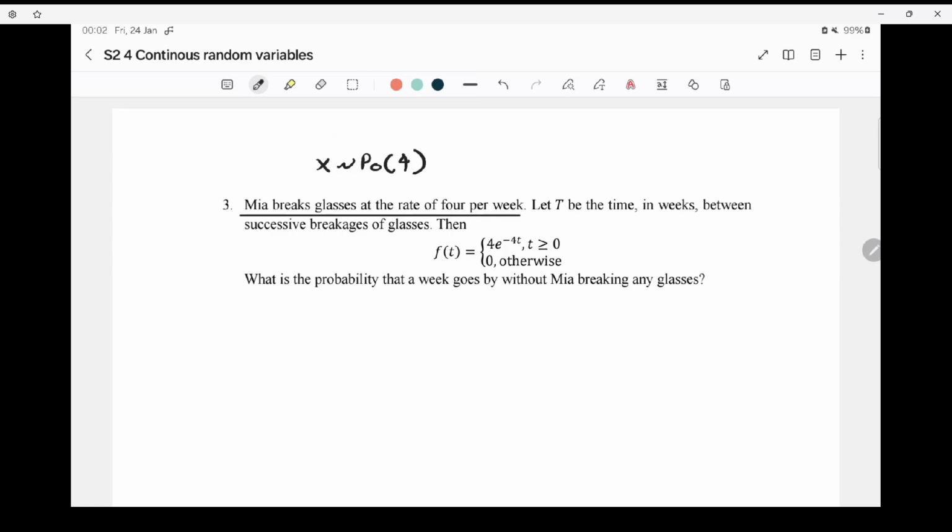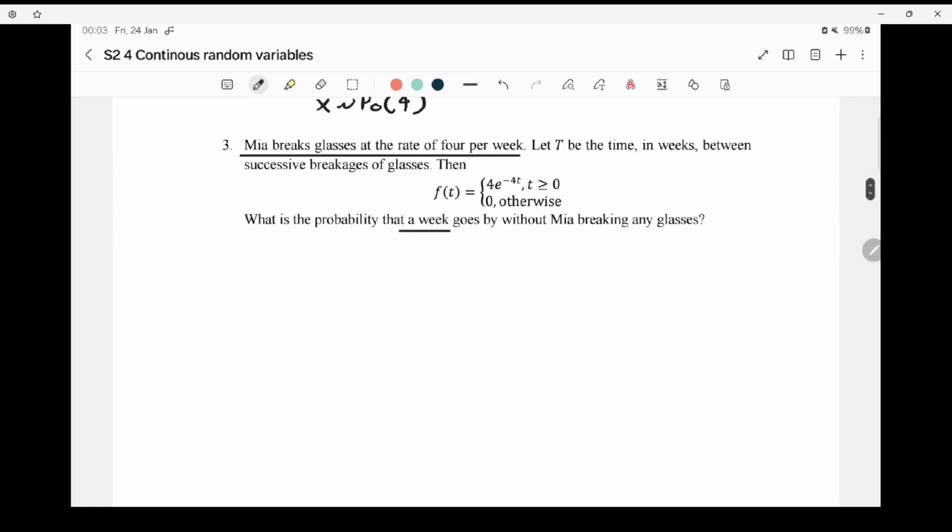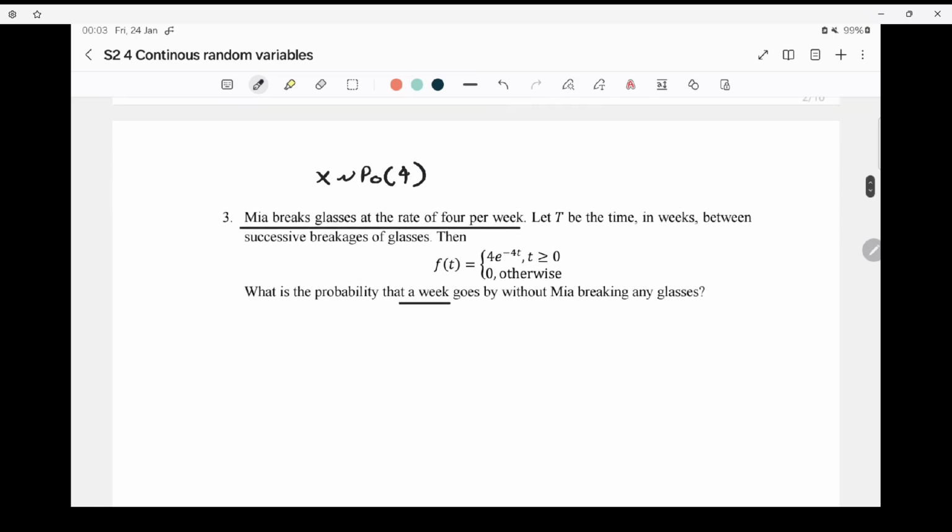Second one is a continuous random variable. So look at what the question asks you. The question asks you that you want to find the probability a week goes by without Mia breaking any glasses. So which one makes sense? One is discrete. This one is continuous.